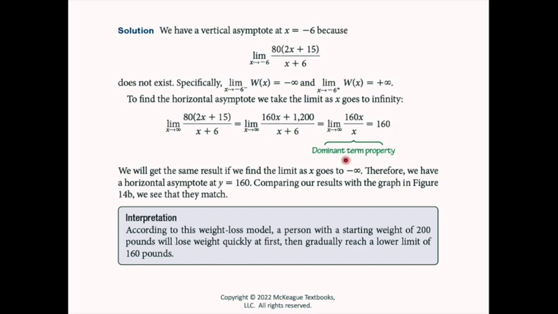If we interpret this, it means that a person with a starting weight of 200 pounds will lose weight quickly at first and then gradually reach a lower limit of 160 pounds.